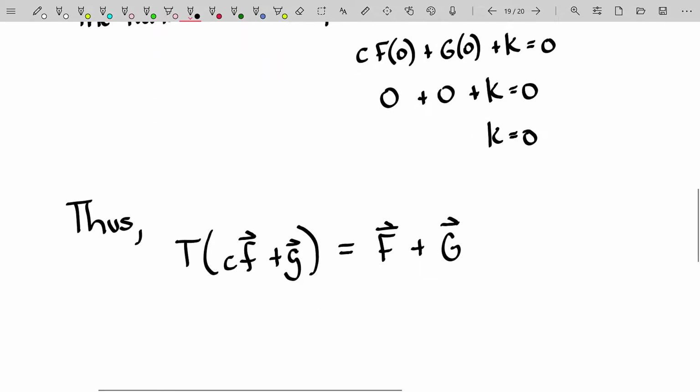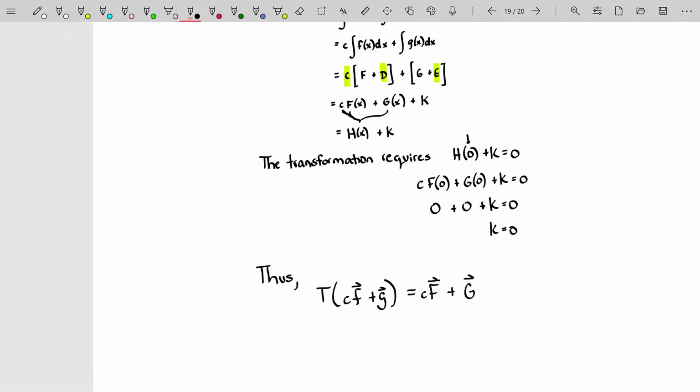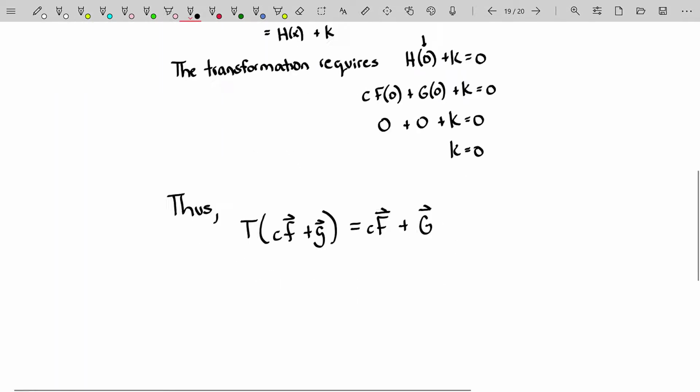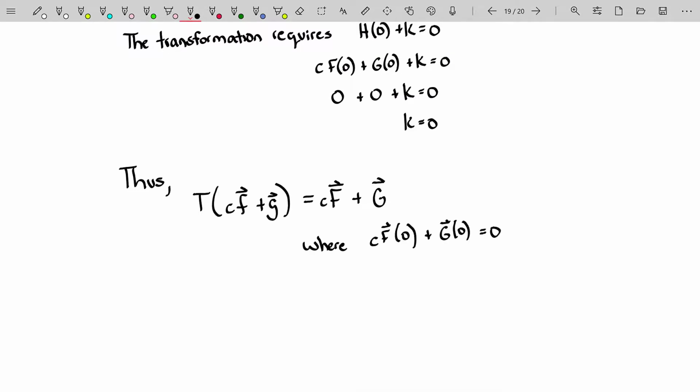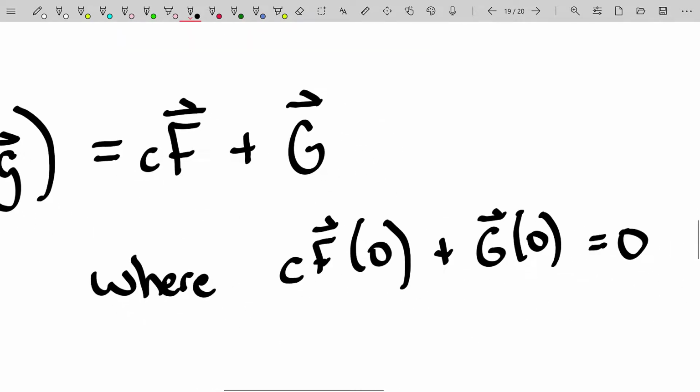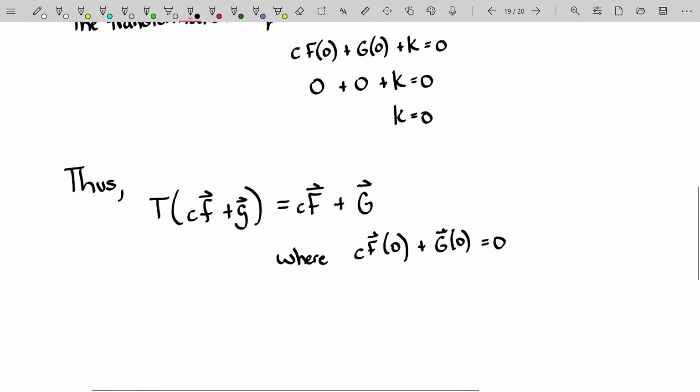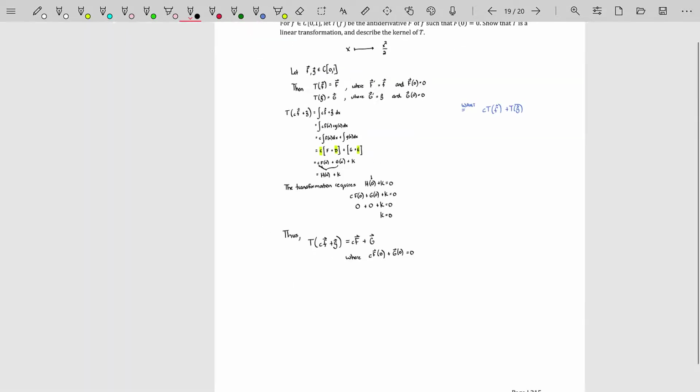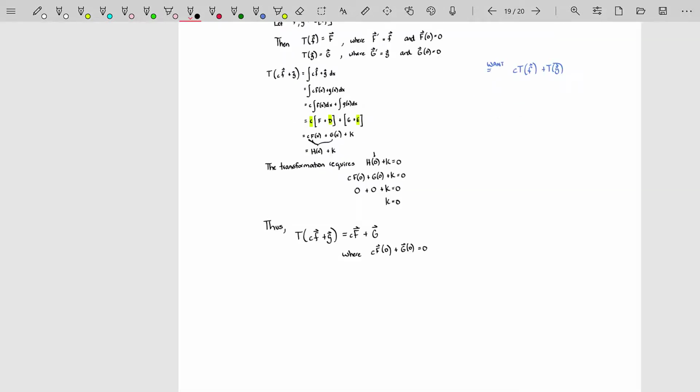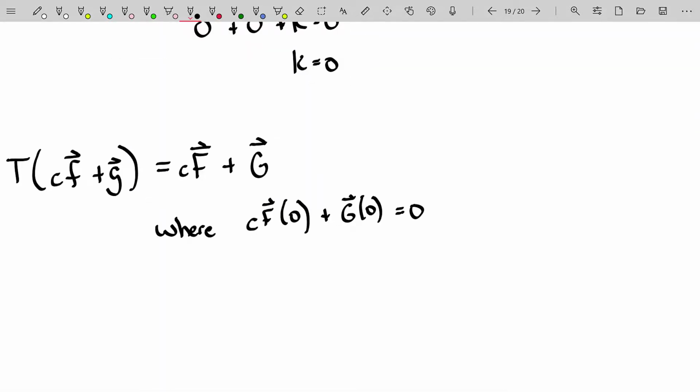So the transformation of c little f plus g is actually c capital F plus capital G plus k, but we've just found out that k is 0. And remember, the important part is to note that the antiderivatives evaluated at 0 have to be 0, and they are, because again, we started with the assumption that f of 0 and capital F of 0, capital G of 0 were 0. So when you add those together, they become 0.